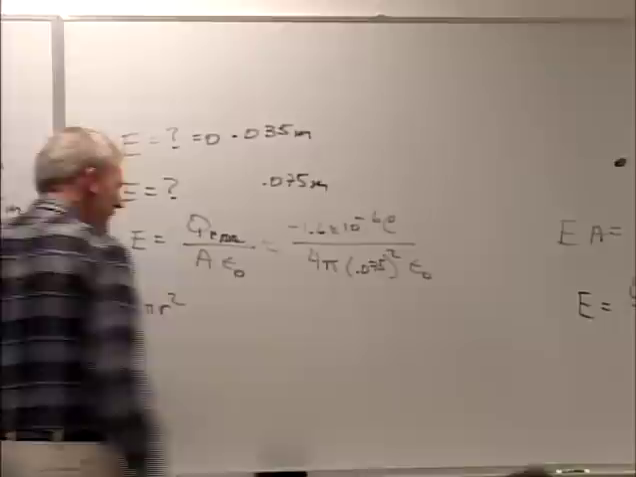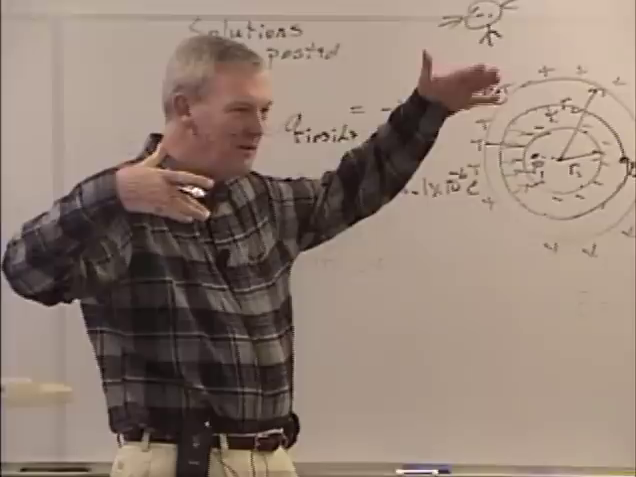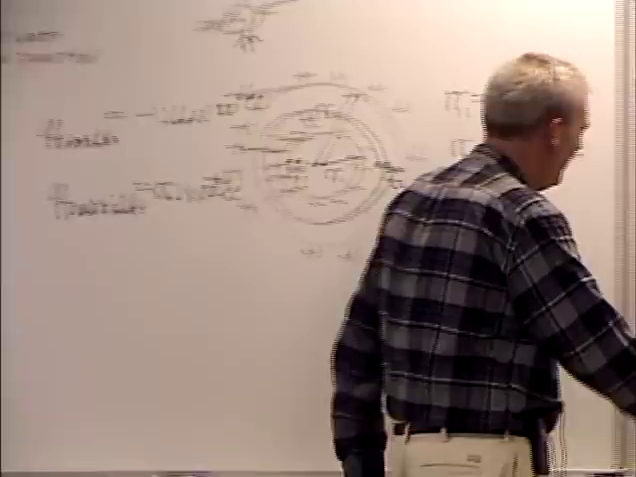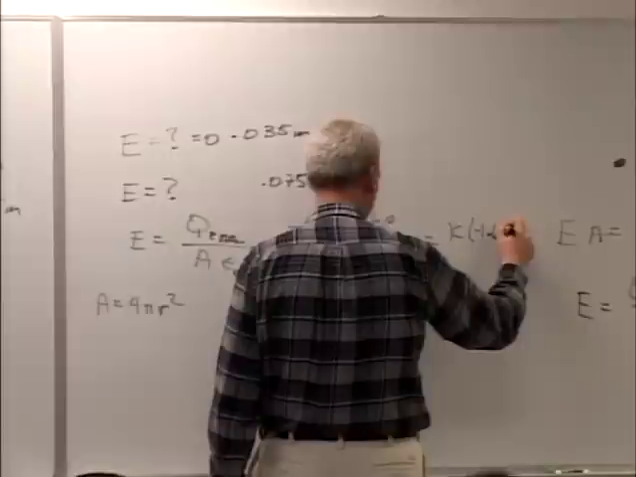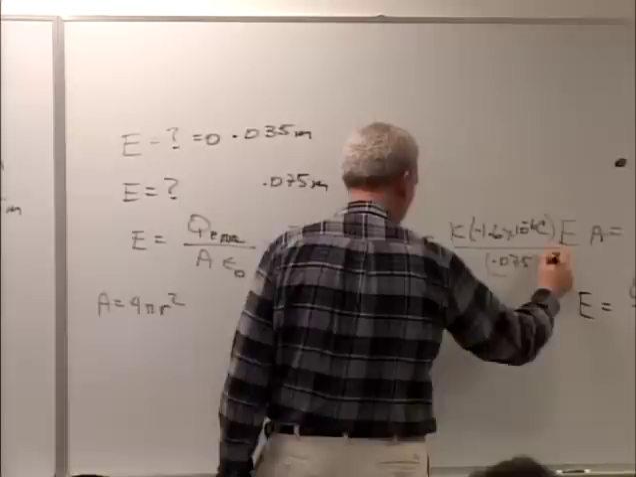In the denominator, what's 1 over 4 pi times epsilon naught? It's good old K, right? That's our K, it's showing up again. So this and this multiplied together forms our K. So this equals K times negative 1.6 times 10 to the negative 6 coulombs divided by 0.075 squared, which now looks cool.